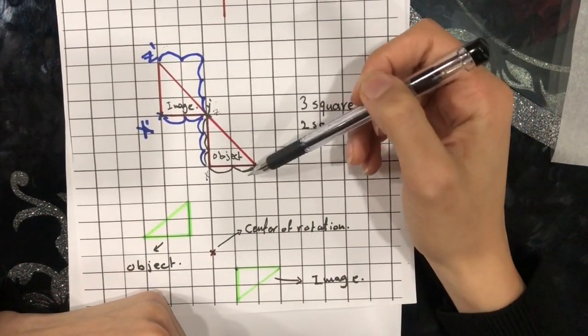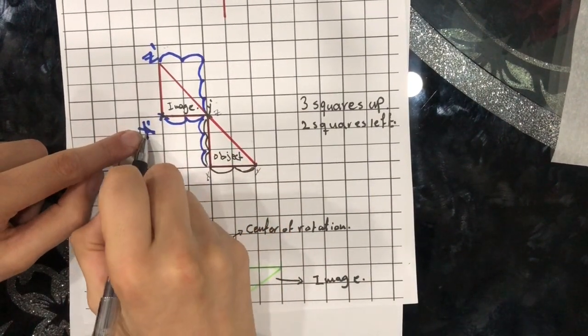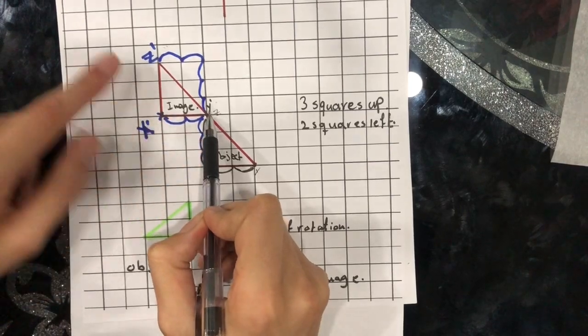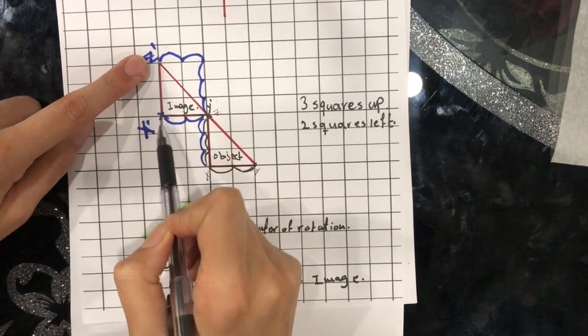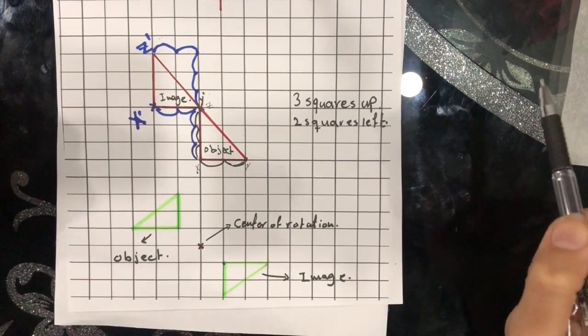Now the object after transforming will be called an image. Here we have the new coordinates for X and for Y and for Z. All we have to do is link all of them together and we'll have the new image of this triangle.